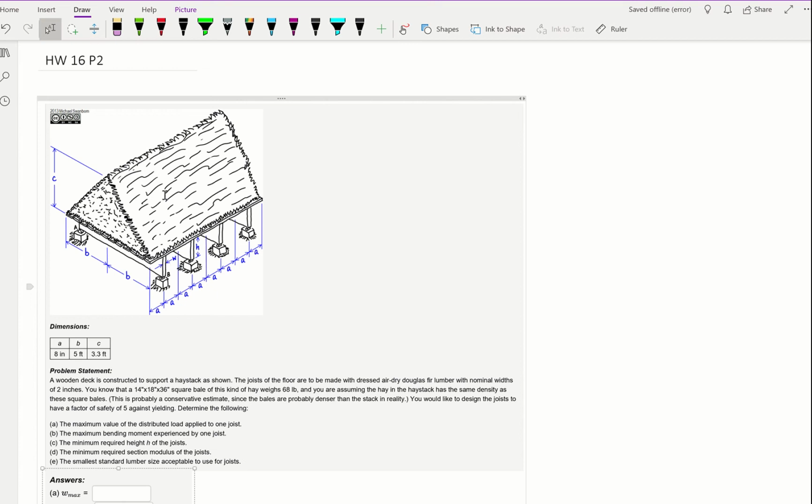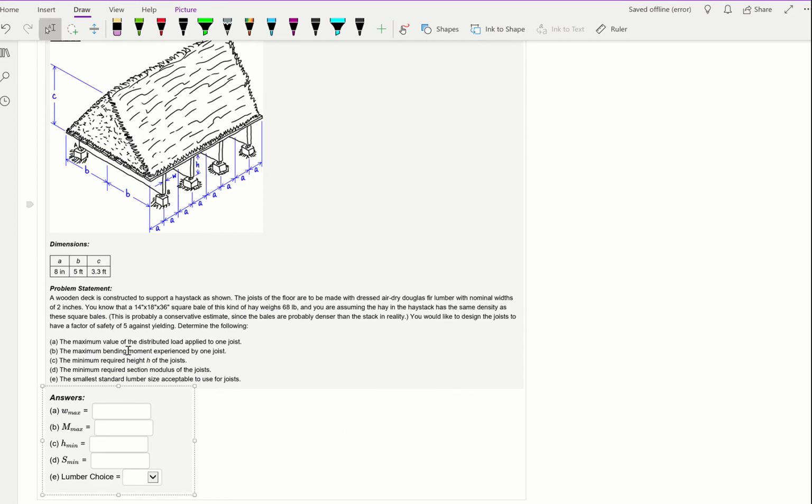They also said this haystack is made of square bales, and a square bale, if you buy it, is going to weigh that much, and this is the dimension of the bale. And they assume the haystack, basically the roof here, has the same density as the bale. Then they give us the safety factor of 5 against yielding for this joist. So then they ask what is the maximum value of distributed load applied at one joist.